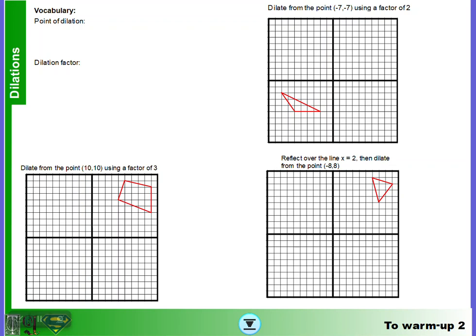If we have a dilation factor that is bigger than 1, you'll end up with a larger figure. If you have a dilation factor that is less than 1 but greater than 0, you'll end up with a figure that is smaller. But it's also possible to have a dilation factor that is negative, which is actually kind of a fun thing too, but we won't worry about that right now. All right, so a point of dilation is the point that the dilation originates from.